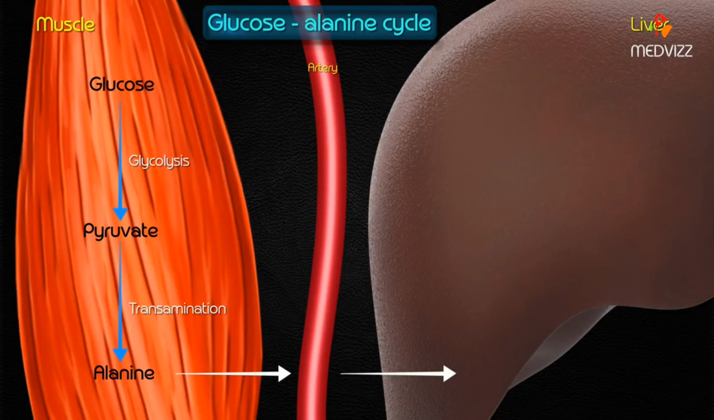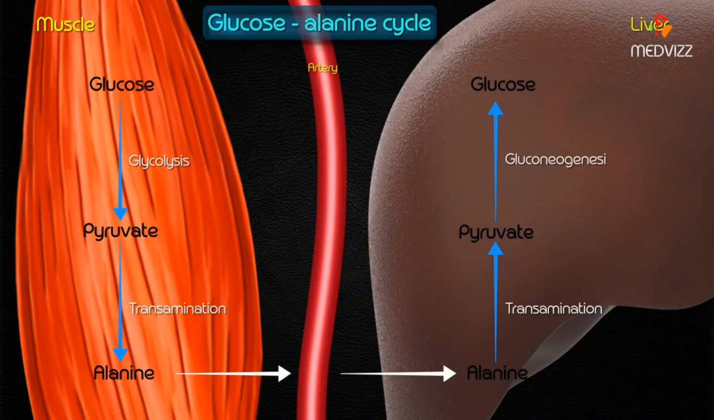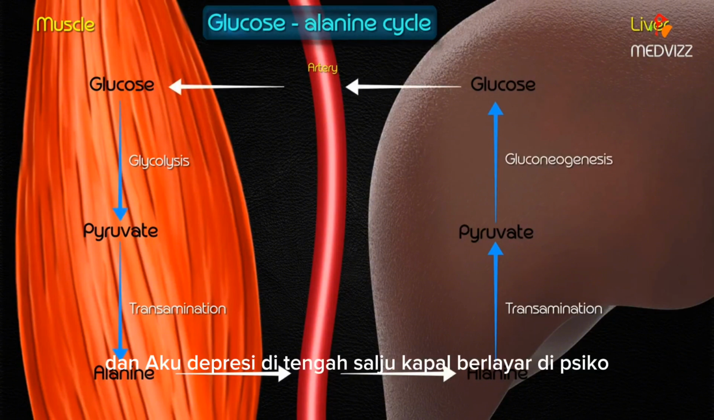In the liver, the alanine is again converted into pyruvate through the transamination reaction, and the pyruvate is converted into glucose through gluconeogenesis, which enters the blood and is utilized by the muscle, and this process is called the glucose-alanine cycle.